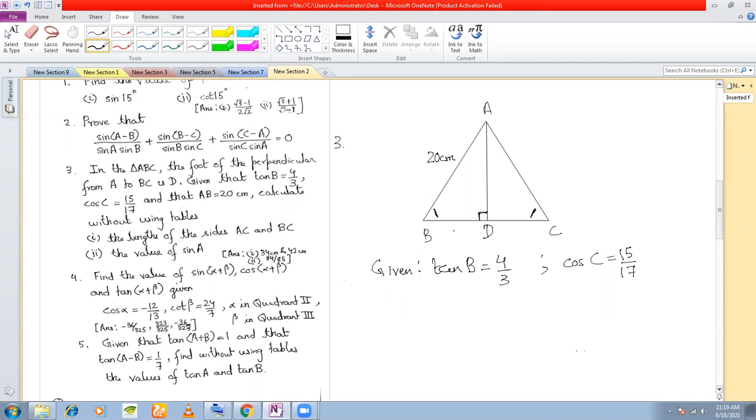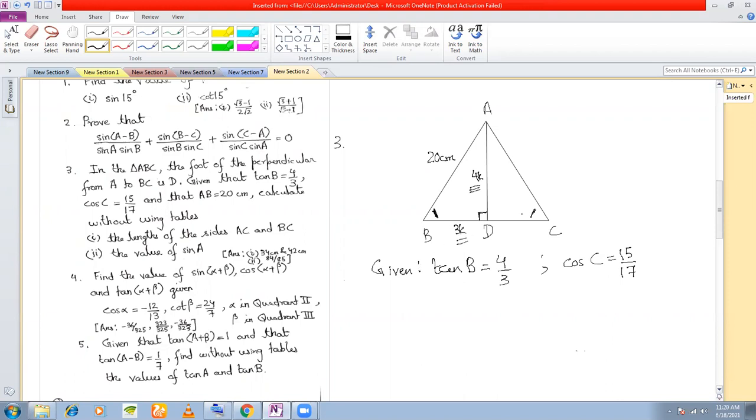Fine. So how will you find out the length of AC? First, we'll find out the length of AC. Tan B is given to you, right? You can take this as 4K and you can take this as 3K. Just like you did in class 9, you can find out the value of K from here using Pythagoras theorem, right? Once you find out the value of K, you'll get the length of AD, and you'll also get the length of BD, right?